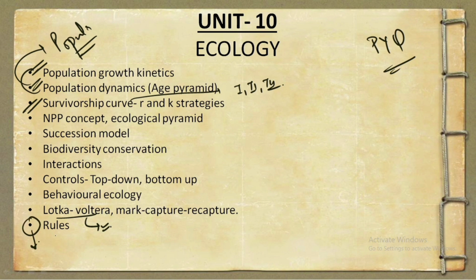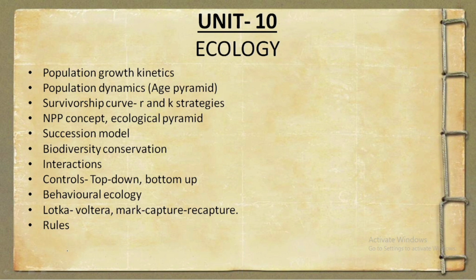Just 4 rules for the same, in which we study Allen's rule, Bergmann's rule, Shelford's law of tolerance and Gloger's rule. These rules are very small but they are very important. Every year or every 2 to 3 years recurring questions have been asked. So this was about the complete unit of ecology, both the syllabus and the previous year question analysis based important topics.